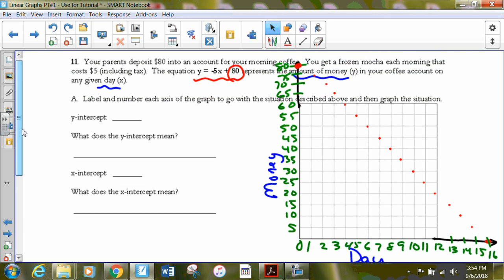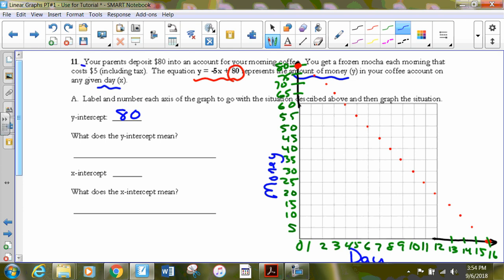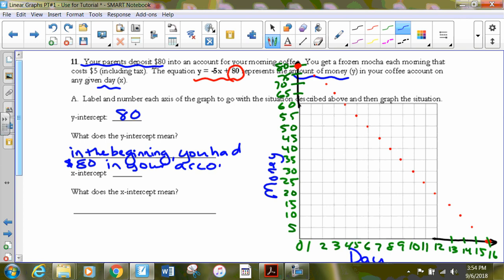So y-intercept is 80. And what does that mean? What does our y-intercept mean in this problem? Well, they tell us. Your parents deposited $80 into an account. So you have a choice. You could use in the beginning or at the start or initially. Any of those words you can use. So I like in the beginning, you had $80 in your account. So you don't have to put those exact words. You can use something different, but just show that you know what 80 means.